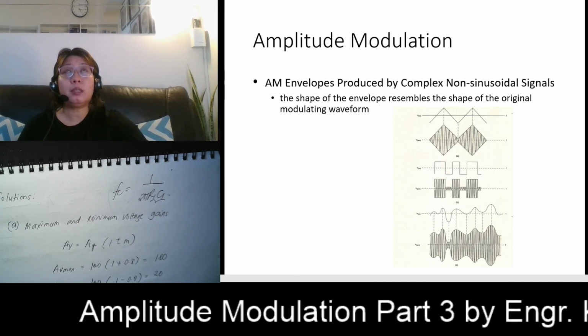The type of modulating signal that you make use of will dictate the shape of your envelope. So if you have a square wave, the envelope will look like a square wave, but the carrier signal is also in the form of a sinusoidal waveform. And our third is voice modulation. Of course, voice is made up of several frequencies. This is how your envelope will look like, an AM envelope for voice modulation.